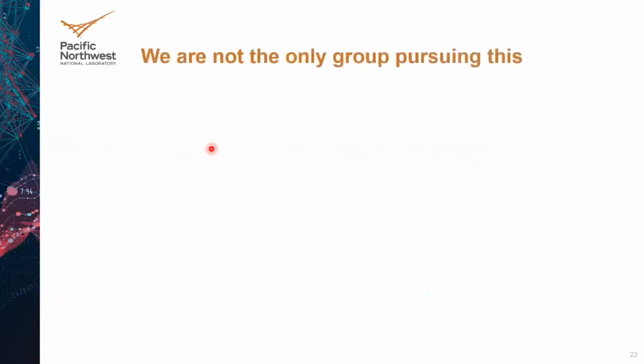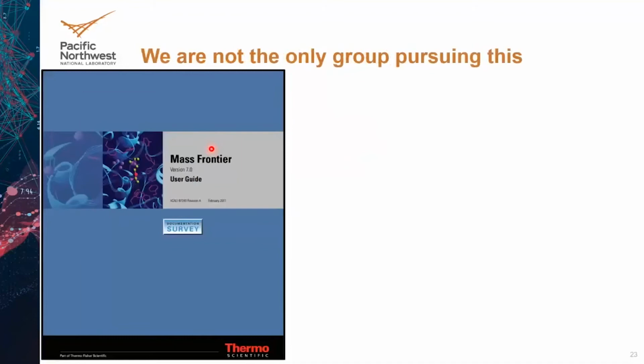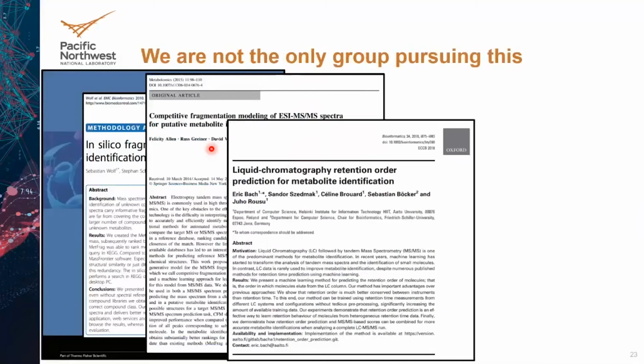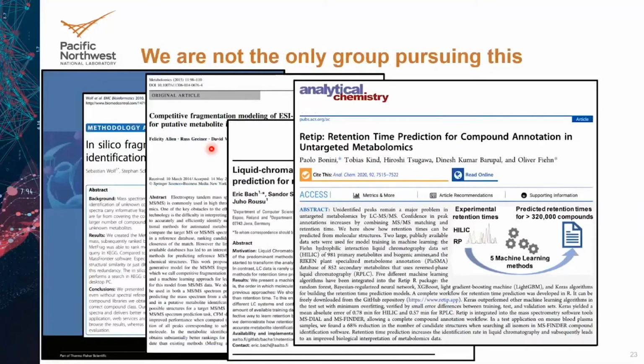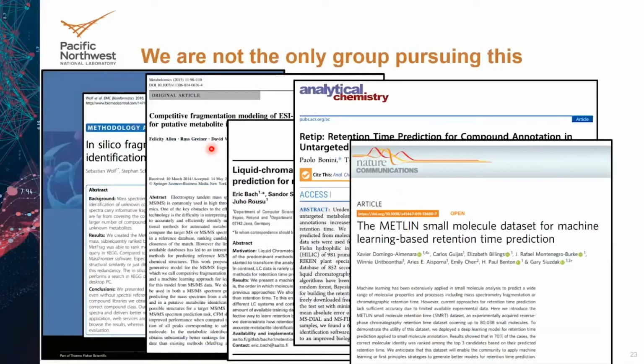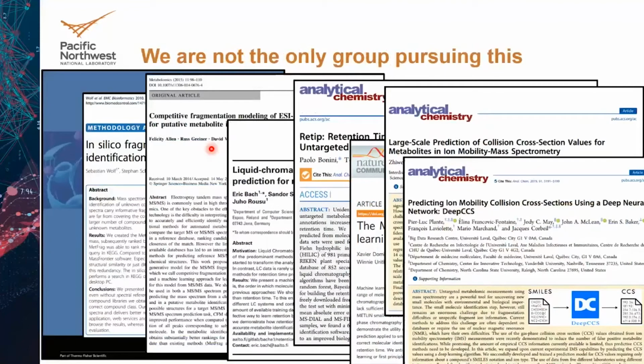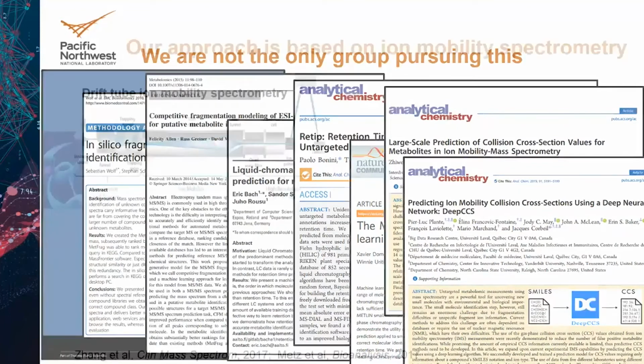So I just wanted to point out we're not the only group doing this. There are many others that are developing predictive capabilities, whether it's on tandem mass spectra prediction or retention time prediction or prediction of collision cross-section. So it's not something that we thought of de novo. There are many others that realize this challenge in metabolomics and that are trying to address it. And I think ultimately we as a community will be able to take the best of all of these types of predictive algorithms and combine them in a comprehensive approach to generate libraries.